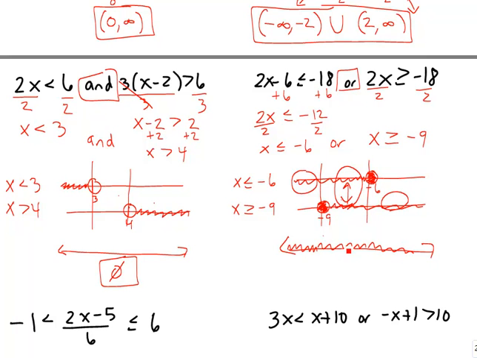It's actually everything. How do you write that as an interval? Since everything works, as an interval, that would be minus infinity up to positive infinity. All real numbers.